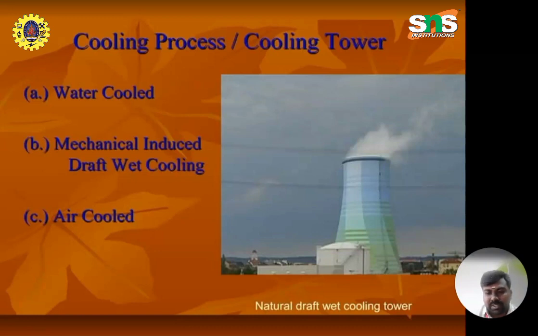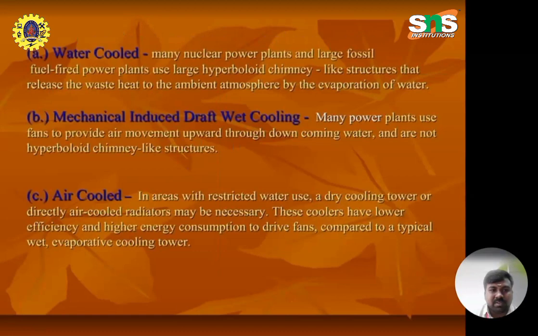The cooling towers are classified into three types. One is the water cooled cooling tower, the second is mechanical induced draft wet cooling, and the third one is air cooled. The water cooled type means many nuclear power plants and large fossil fuel fired power plants use large hyperboloid chimney-like structures that release the waste heat to the ambient atmosphere by the evaporation of water.